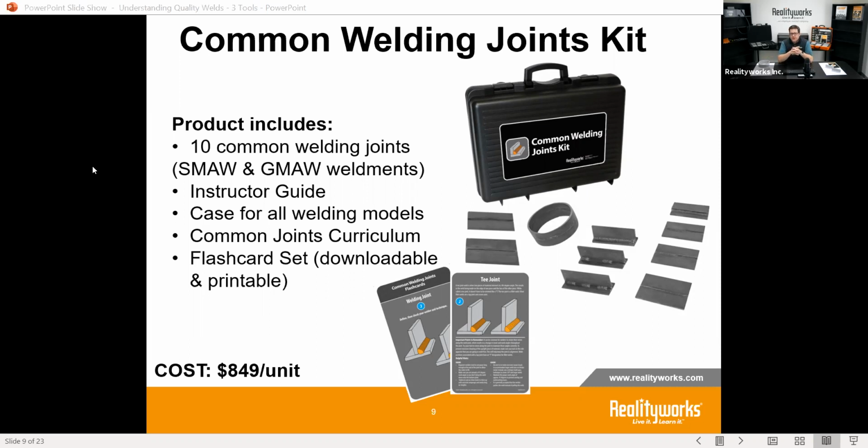Some great features are that it's not just the welds themselves, but our curriculum, and how we created these welds by including both welds for SMAW and GMAW. It gives instruction on proper welding technique, and it also talks about the differences between doing it in MIG or stick. It comes with a nice case where all the molds fit in. It also has a curriculum talking about the different types of joints themselves, and a flashcard set. The flashcard set comes physically with you, but it also gives you a downloadable and printable version too, so your students can have it as well.